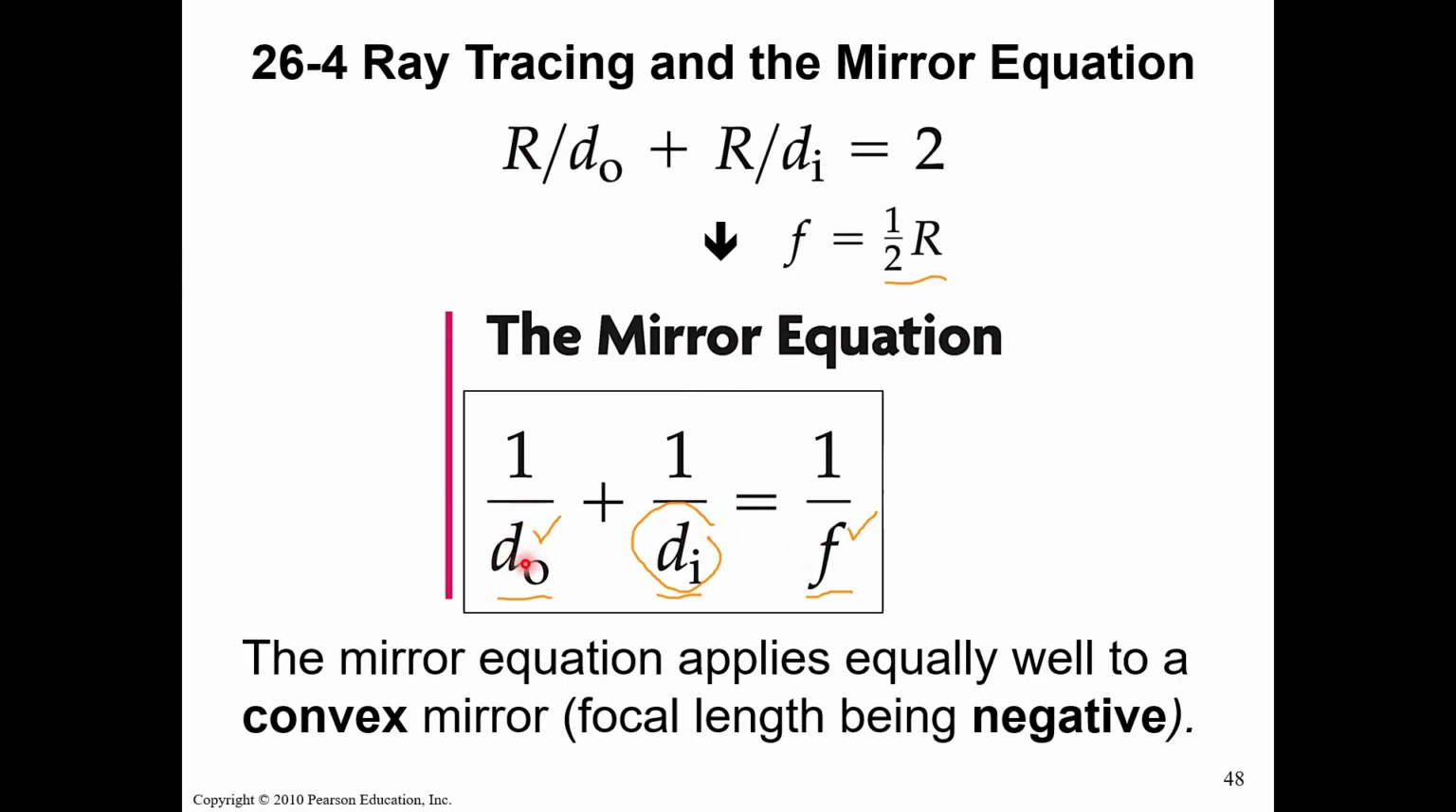Okay, so DO could be positive or negative, DI could be positive or negative, and F could be positive or negative. And with that kind of generalization, the mirror equation actually applies equally well to a concave mirror and a convex mirror. While if you talk about convex mirror, you need to use a negative focal length. Okay, so remember the focal length for convex mirror is half R, but there is a minus sign. Right?